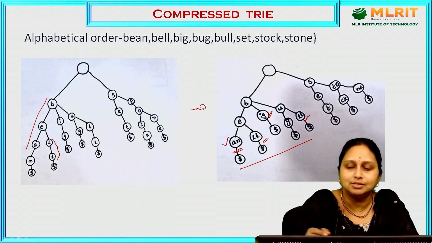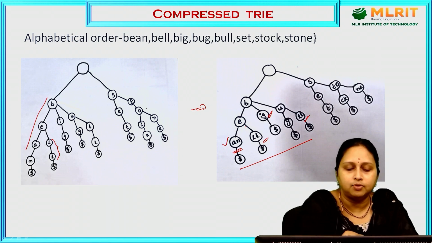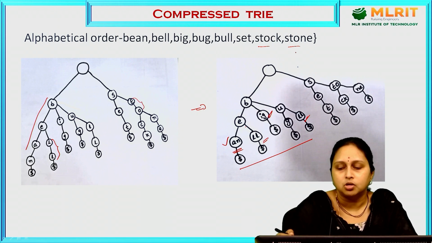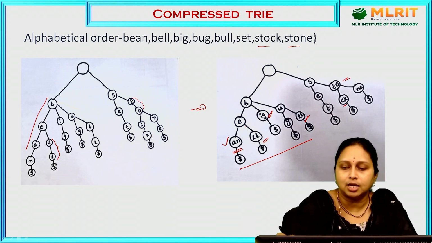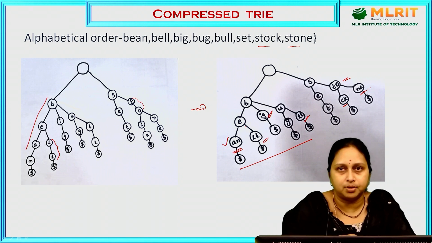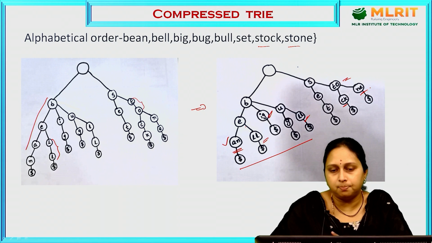And if you look at stone or stock, yes, here TO is repeated for stock as well as stone, so we can compress it. CK can be compressed and NE can be compressed. Okay, this way we can represent the compressed trie.